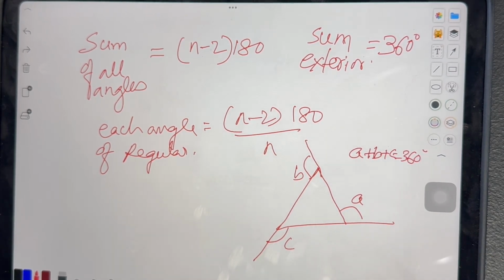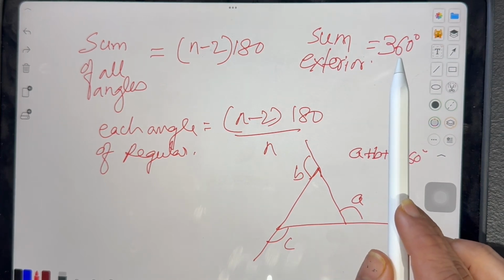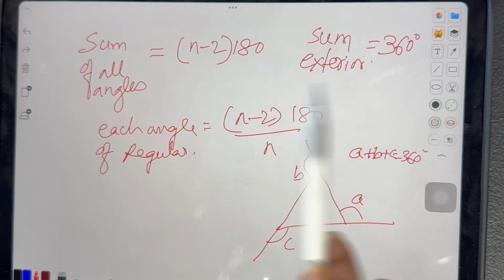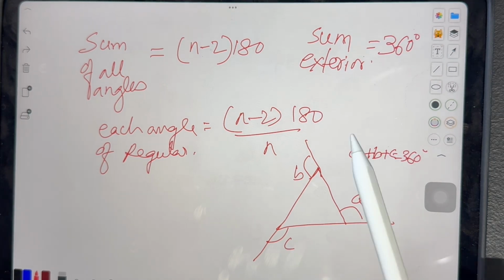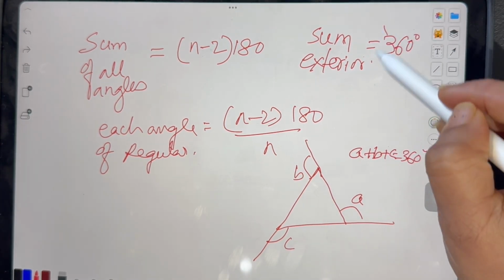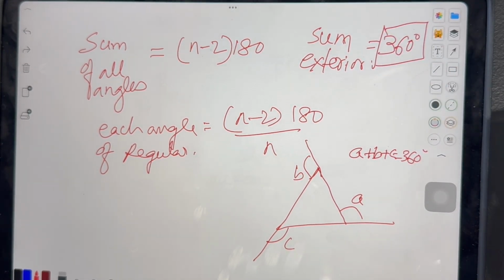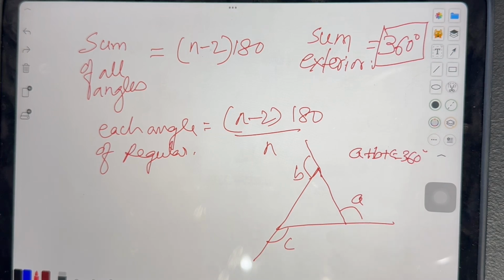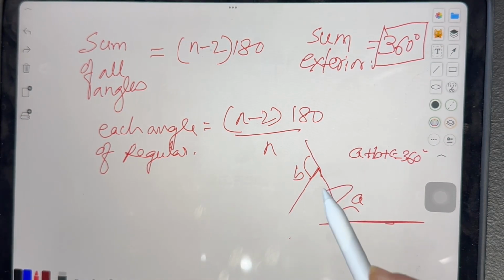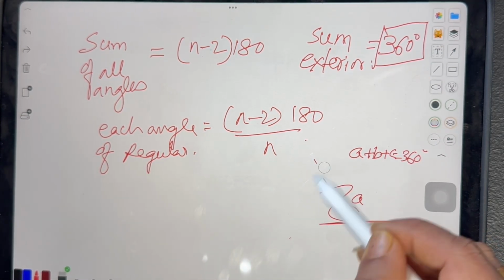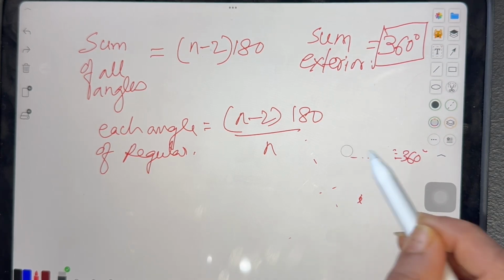Even if it is a quadrilateral, I'm talking about all kinds. Okay, I'm not talking about regular. For all kinds of polygon, the sum of their exterior angles is, no matter how many sides it has, always 360 degrees. Yes. Next we'll do some work on this. Next is, if you are finding each, let me erase this portion. I do not want to have this.